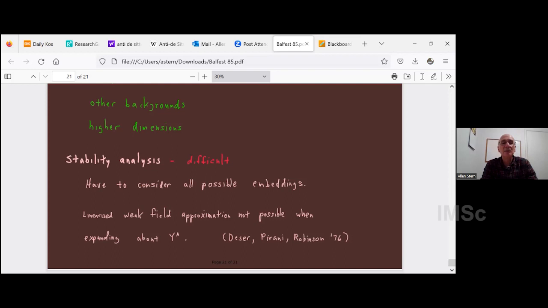Anyways, here we see a nice example where you can mimic dark energy by doing this alternative formalism for gravity. Here, everything, by the way, is classical. Okay, I'm done.